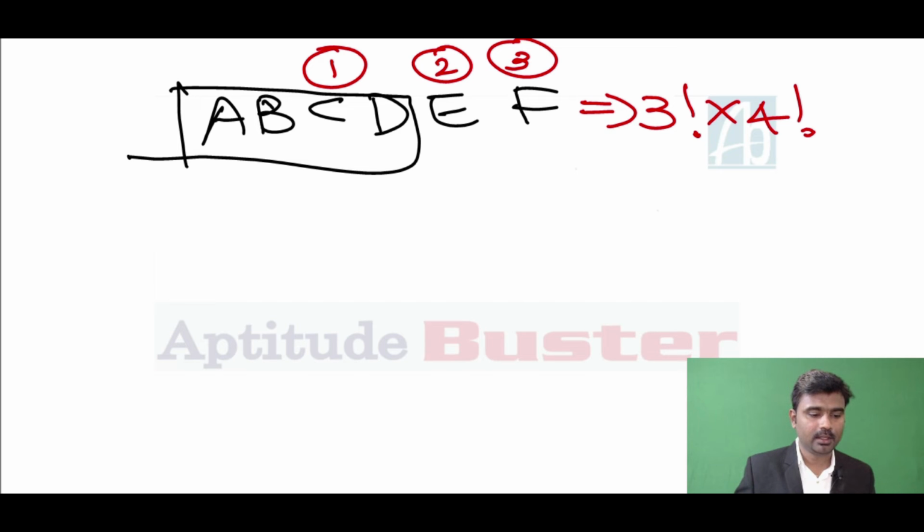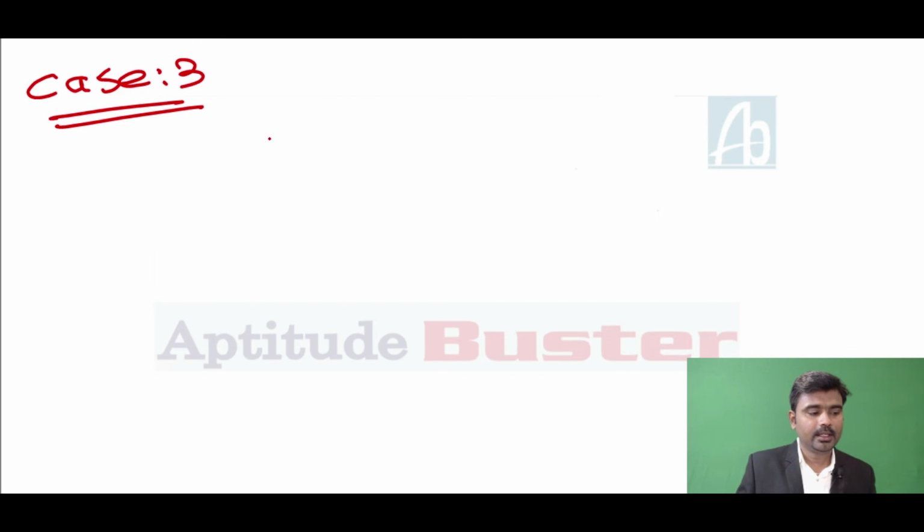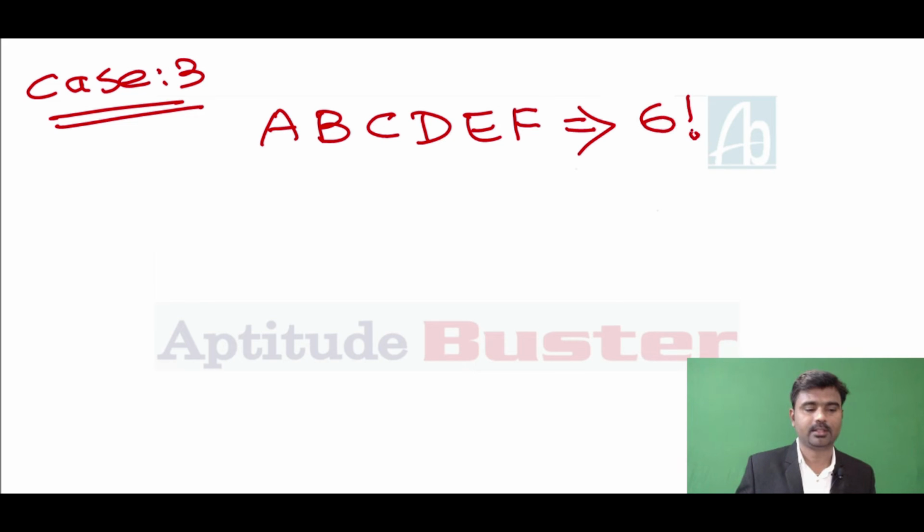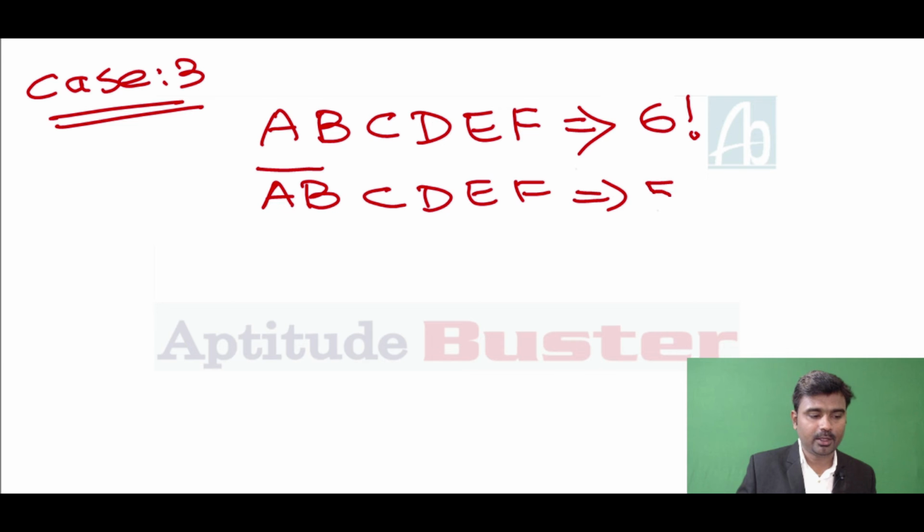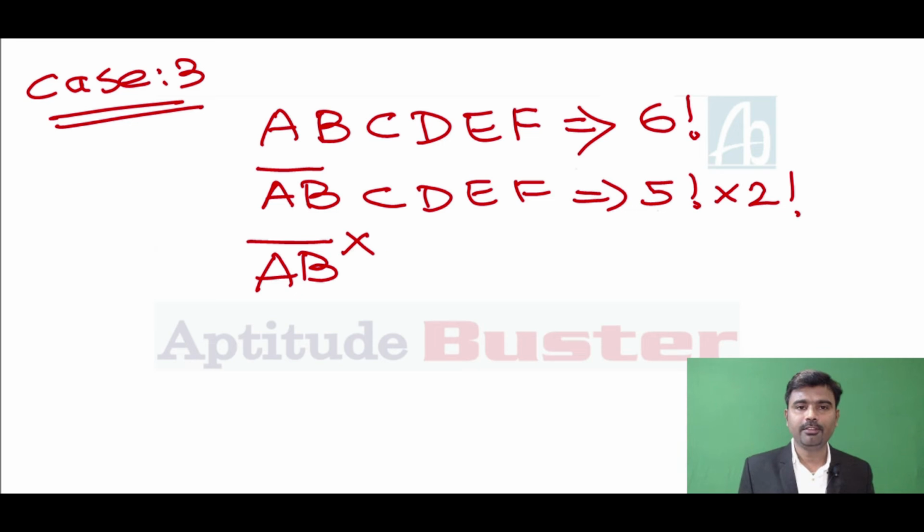The next one we discuss is case 3. Here A, B, C, D, E and F. The total arrangement we know is 6 factorial ways. A and B together, we know the answer is 5 factorial into 2 factorial. Is it correct? The next one, case 3: A and B never together. How can you find out A and B never together? What's the total arrangement? 6 factorial. What's A and B together? The arrangement is 5 factorial into 2 factorial, right?